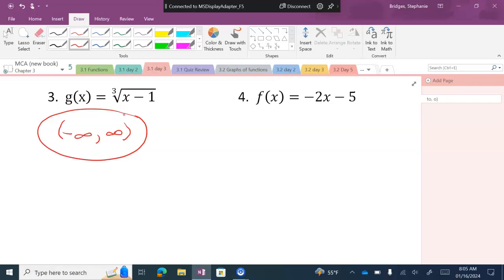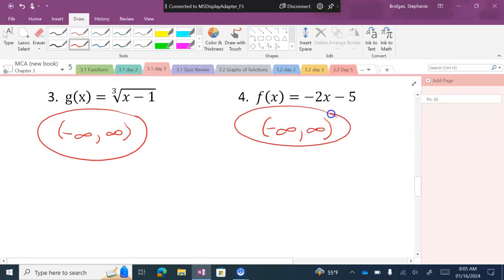What about 4? Do I have a fraction? No. Do I have a radical? No. So are there any restrictions on that one? No. So again, this one is a relatively simple one. It is all real numbers. X can be anything because I don't have a fraction and I don't have an even index radical.